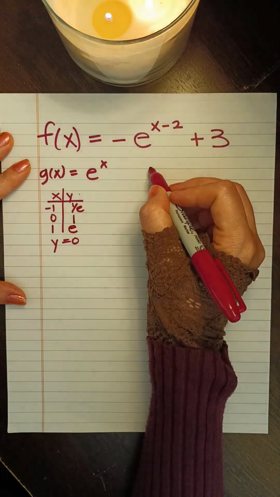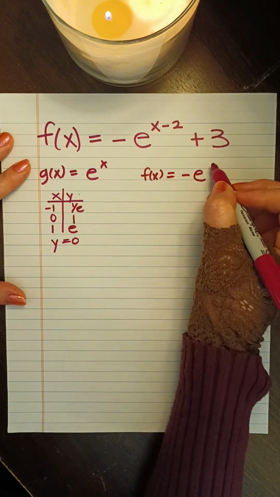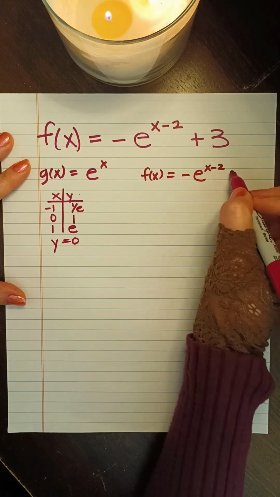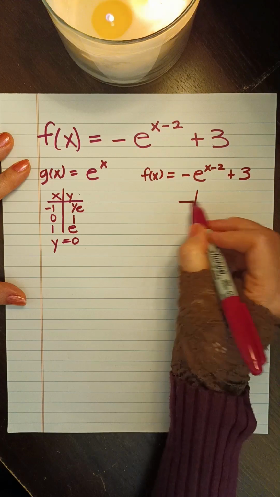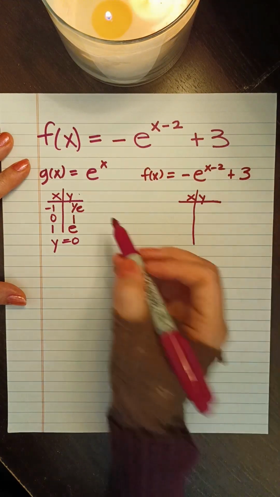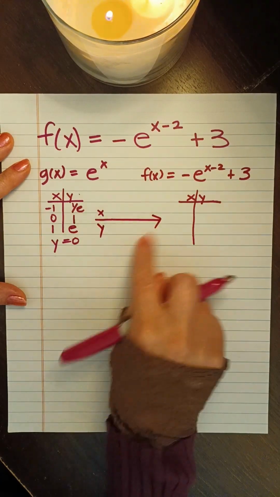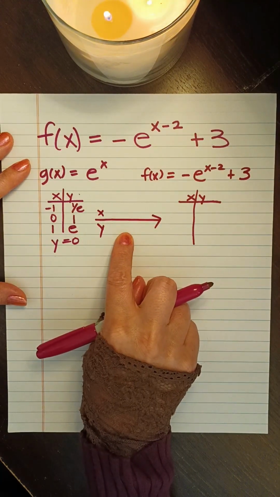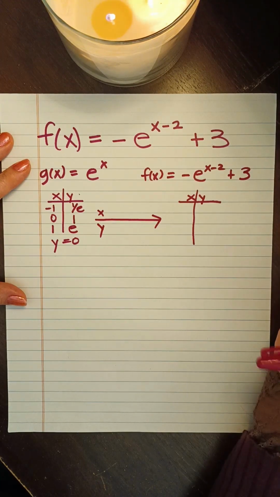And then I'm going to go ahead and rewrite negative e to the x minus 2 plus 3 right here. And I'll write a little chart for that as well. And right here, this is important, you want to write the arithmetic that you're going to do that will allow you to do the transformation. So two things are going to be changing, your x's and your y's.